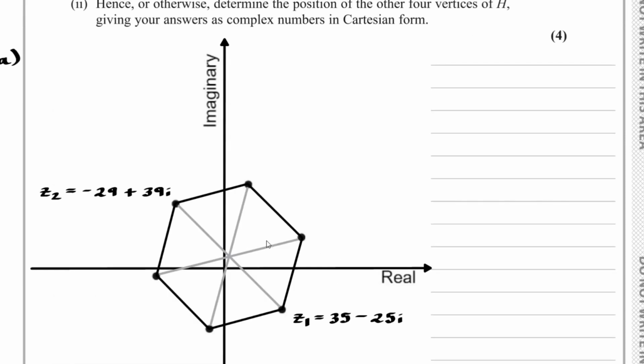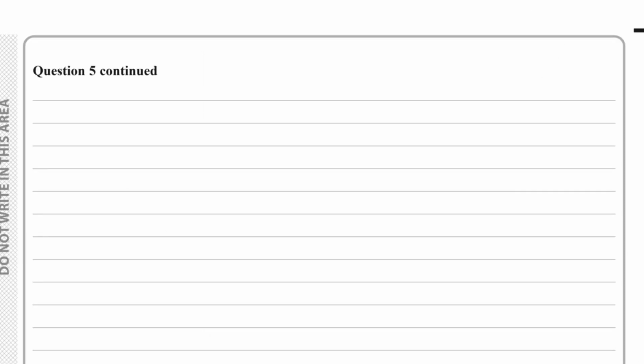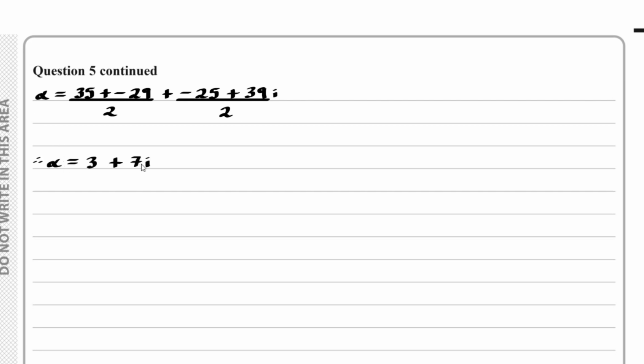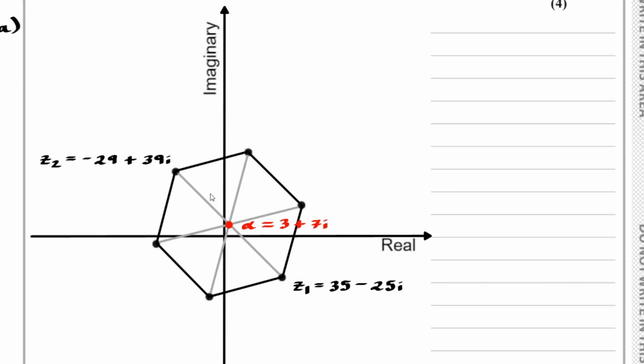For part A, here is a diagram representing the information we've been given. We've got a regular hexagon, and we've got the point Z1 and the point Z2, which are opposite to each other, and their midpoint is what we need to find. So, alpha is given by 35 plus negative 29 over 2 plus negative 25 plus 39 over 2 i, which means alpha is equal to 3 plus 7i. And if we represent that on the diagram, we see here alpha, the midpoint of Z1 and Z2, is 3 plus 7i.